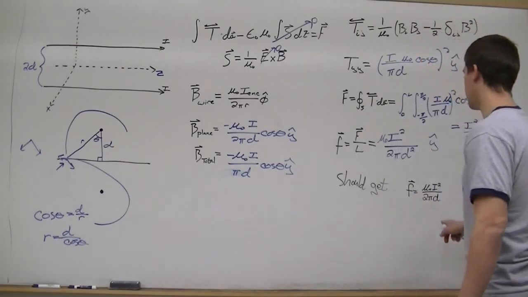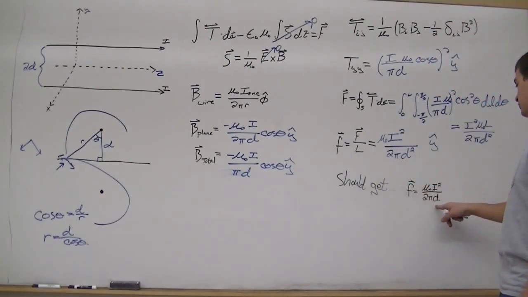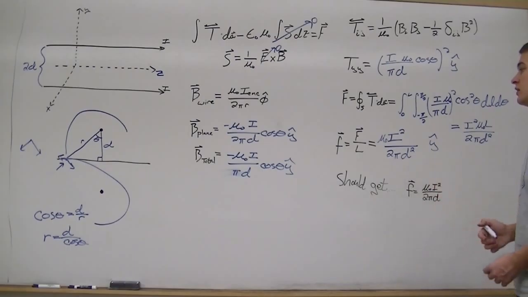So we should get just the same thing except with only a single d in the bottom, and I'm not too sure where that other d goes. But that's my solution.